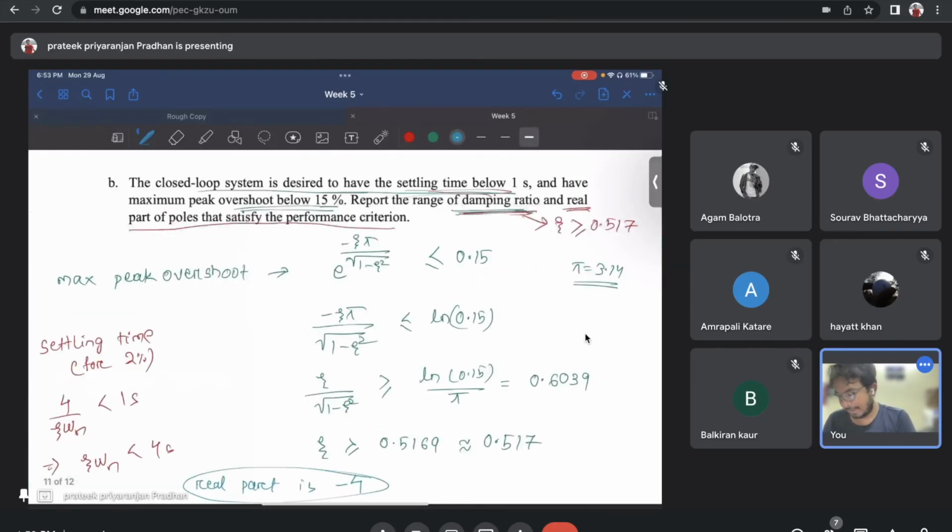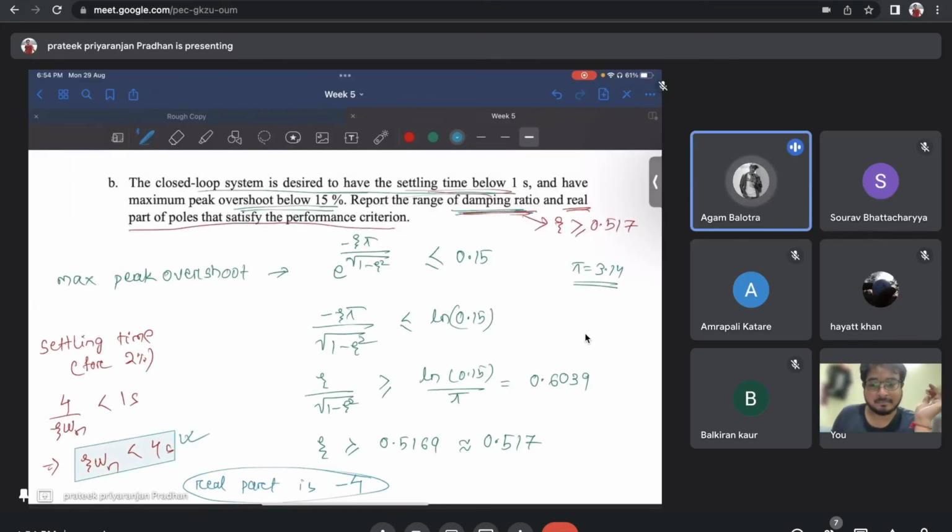For this lecture, I had these two questions because I wanted to explain the PID concept. That's why I had taken fewer questions this week. Any more doubts you have? In the question, it's asked the real part of the poles that satisfies the performance criteria, and we have calculated this much. Is it clear, Agam? Okay.